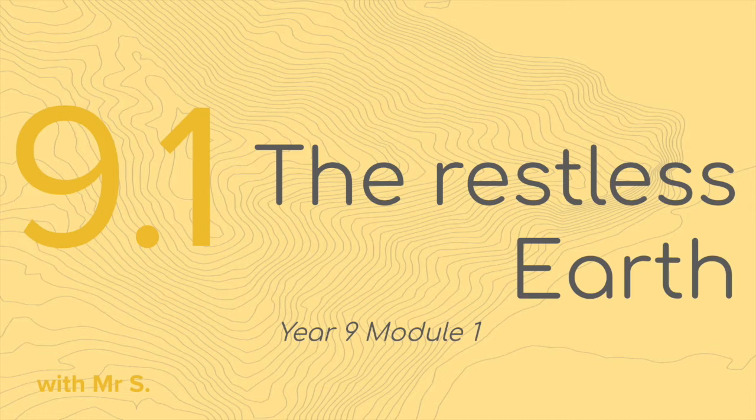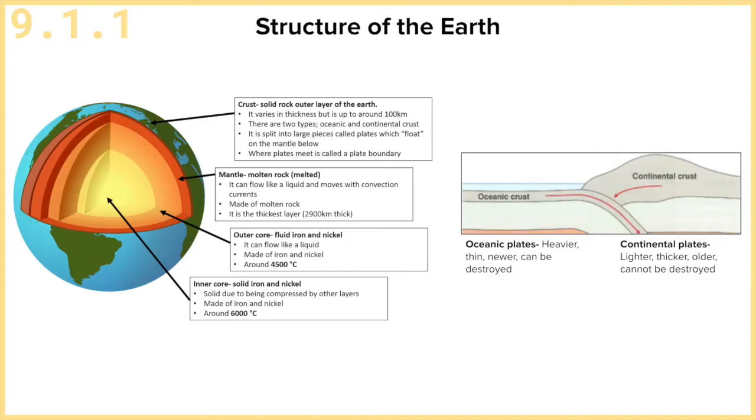The Restless Earth module is all about tectonics. This is the movement of huge slabs of rock, which we call plates, and their interactions which produce both landforms and hazards. As always, we have 5 elements to look at, so let's start with the structure of the Earth. There are 2 things that we're going to look at: first of all, the layers that make up our planet, and then the different types of crust that we get on the outer layer. Let's start with those layers.